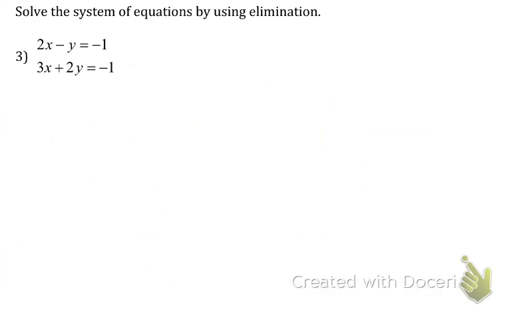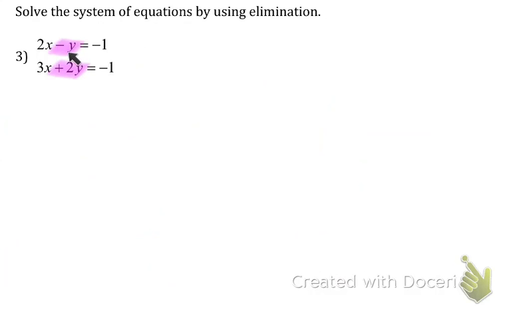So as I can see, I have 2x minus y is equal to negative 1, and 3x plus 2y is equal to negative 1. I want to identify which variable is going to be easiest to eliminate. I can see that I have a minus y in the first equation and a plus 2y in the second equation. Since those equations are already opposite signs, a minus y and a plus 2y, that's going to be easier for me to eliminate because those will zero out when I add them from top to bottom.